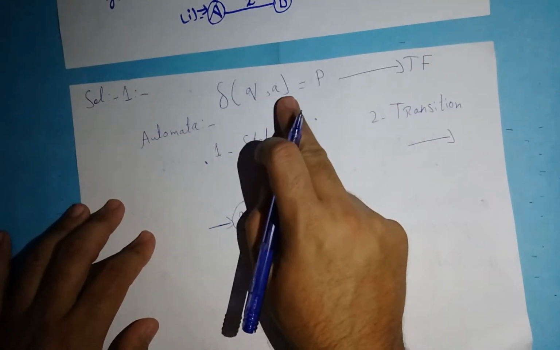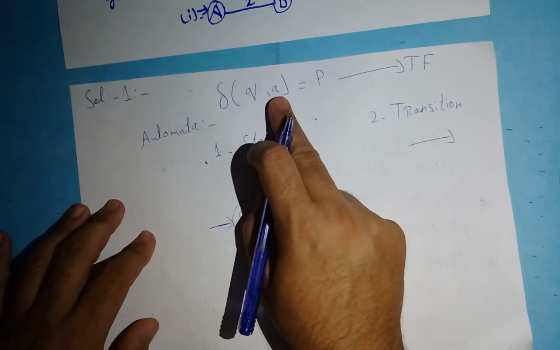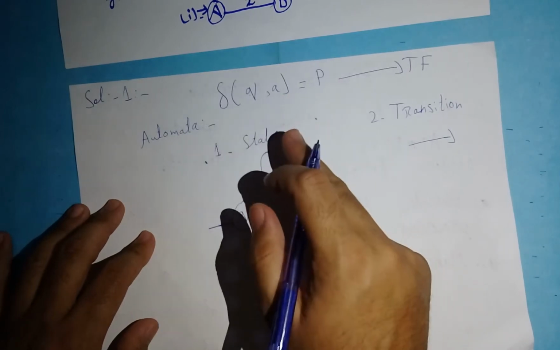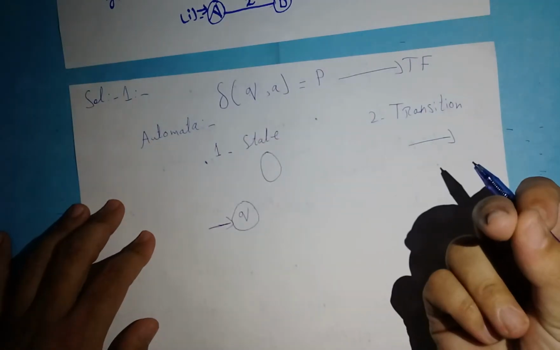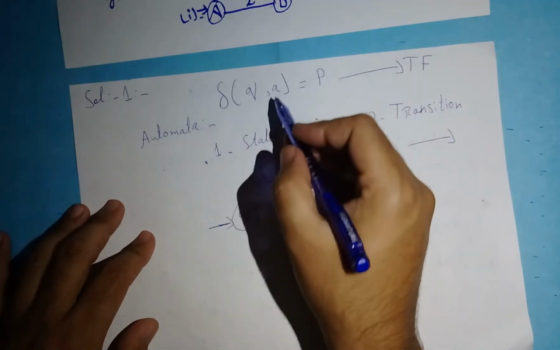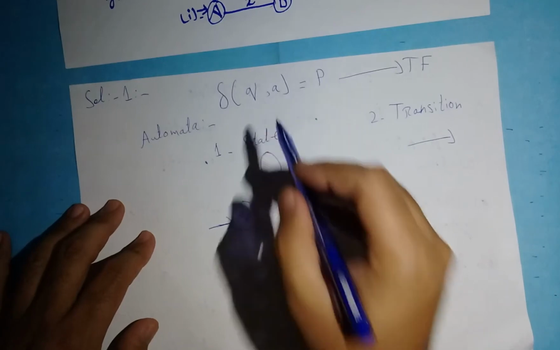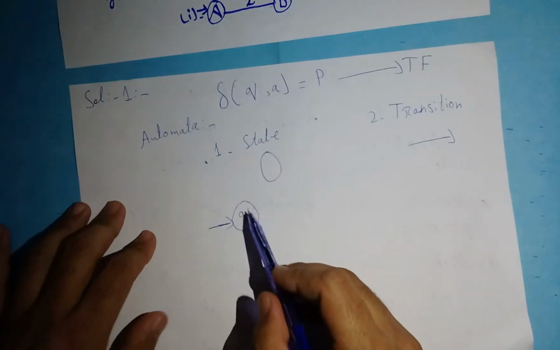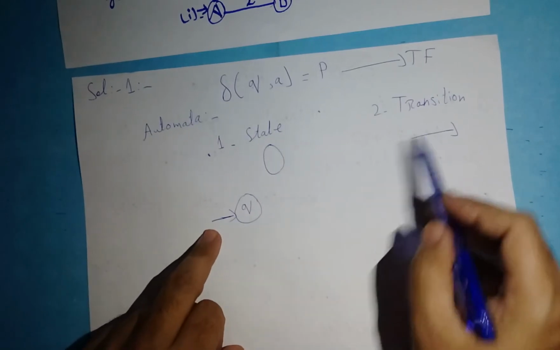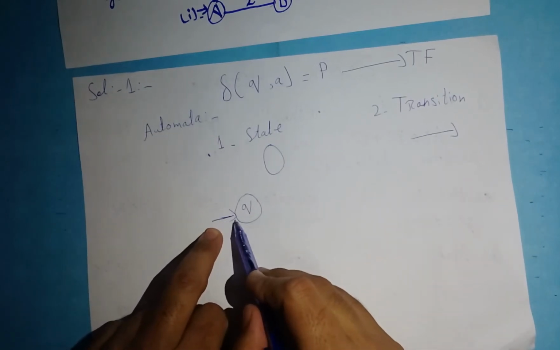Now after q there is one variable, which is a. Every time in the bracket, the value or variable that comes second is going to be the input. So first of all, I just wrote it down over here.